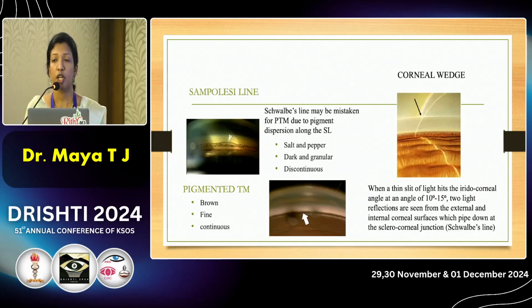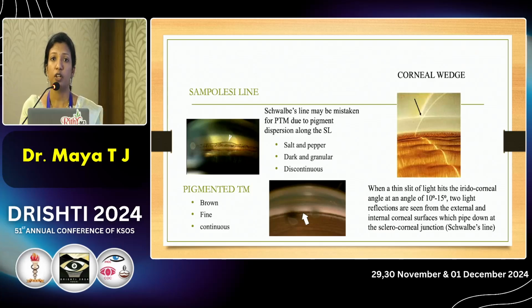Many times, Schwalbe's line may be mistaken for posterior trabecular meshwork due to the pigment dispersion along this line, and this is called Sampaolesi's line. But in this, the pigmentation will have a salt and pepper appearance, dark and granular, and it will be discontinuous. In pigmented trabecular meshwork, the pigmentation will be brown, fine, and continuous.